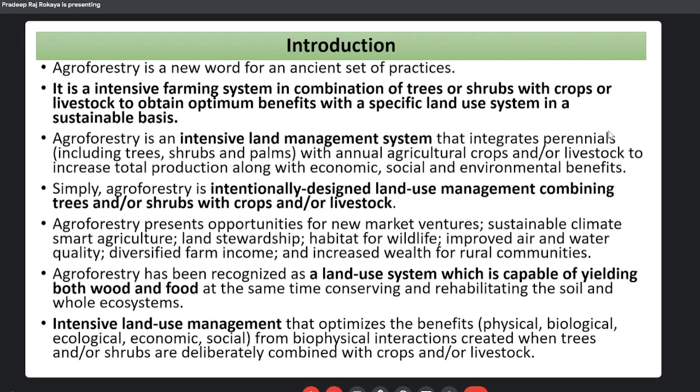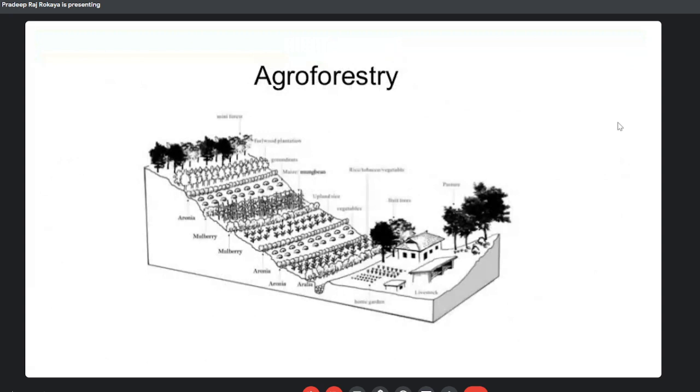when trees or shrubs are deliberately combined with crops or livestock, or crops and livestock. So this is the picture belonging to agroforestry.